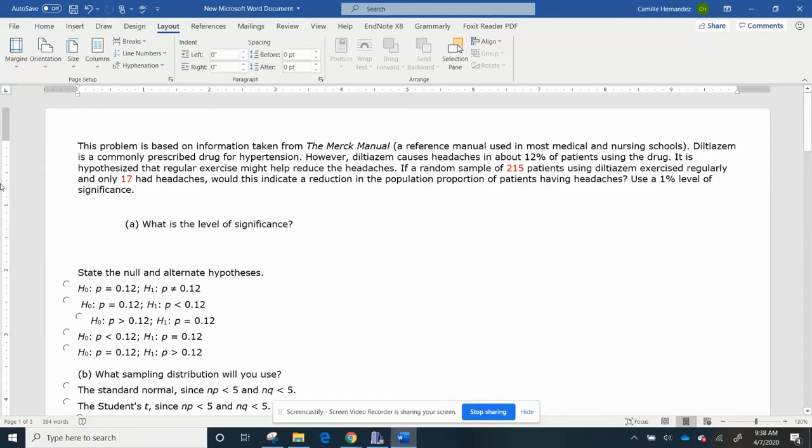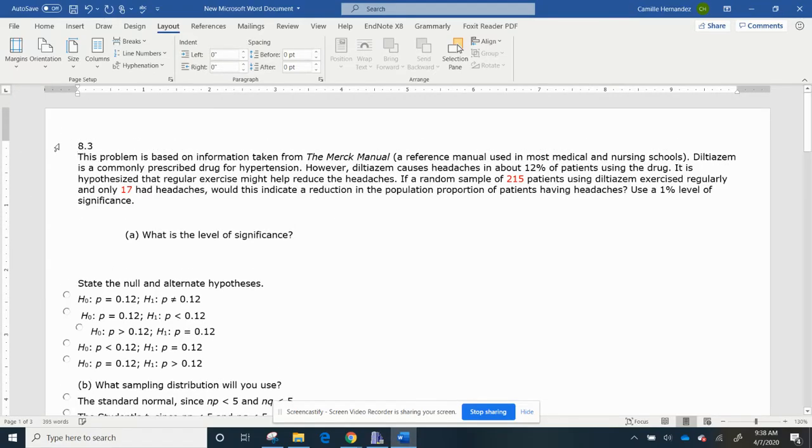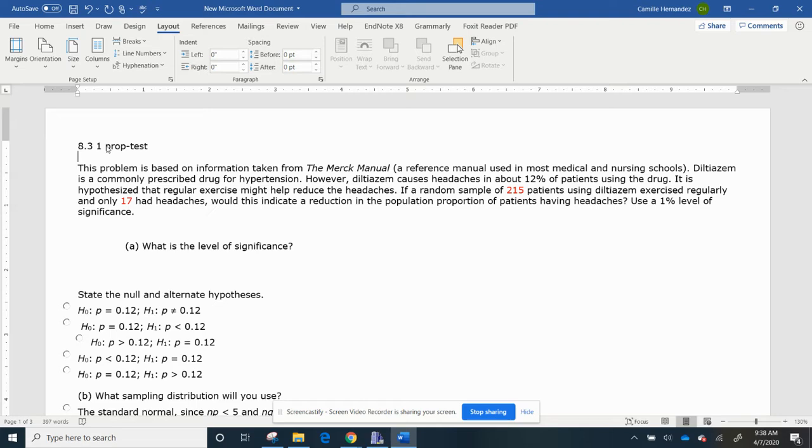So now we're going to do a problem for 8.3, and I'm going to put this up here. Okay, so we're doing one proportion test. That's what we call it. Okay, so this problem is based on information from the Merck manual.